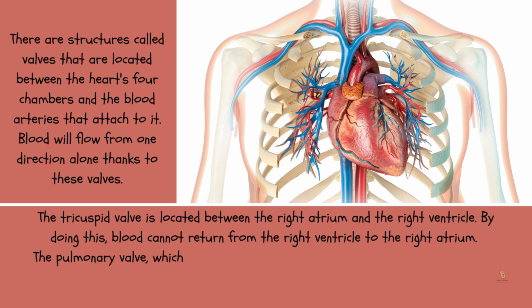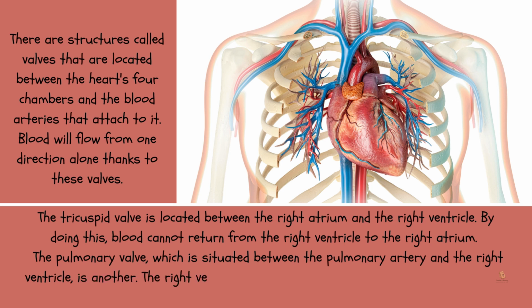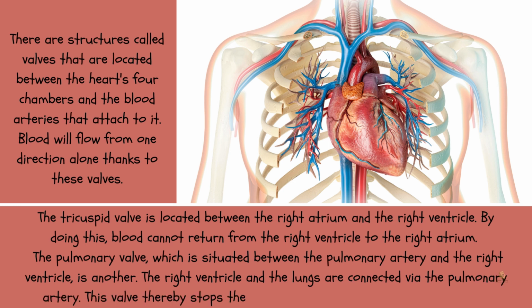The pulmonary valve, which is situated between the pulmonary artery and the right ventricle, is another. The right ventricle and the lungs are connected via the pulmonary artery. This valve thereby stops the right ventricle from experiencing backflow.